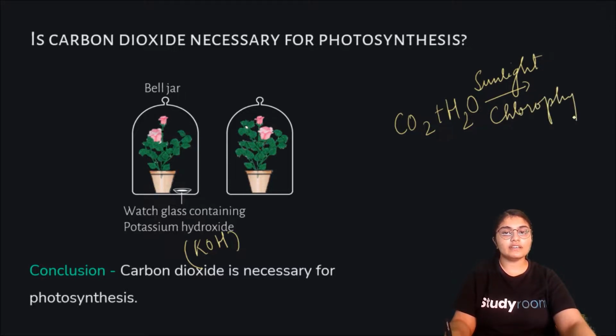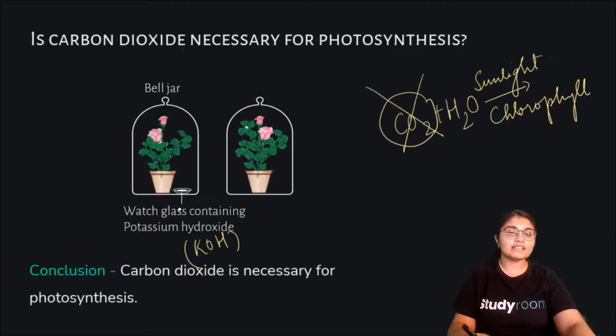So here in the KOH jar we do not have carbon dioxide. Carbon dioxide is missing. So will photosynthesis take place? Of course, it won't take place in this jar because carbon dioxide is missing, because the KOH has taken all the carbon dioxide. It has absorbed all the carbon dioxide. But in this one, carbon dioxide is present, right?